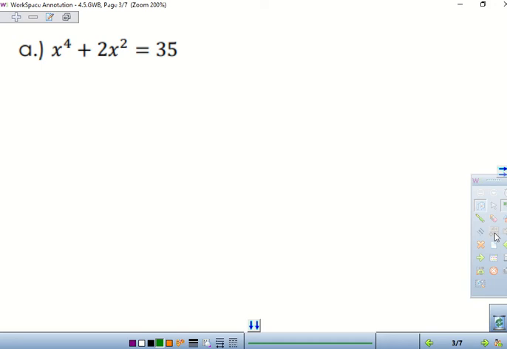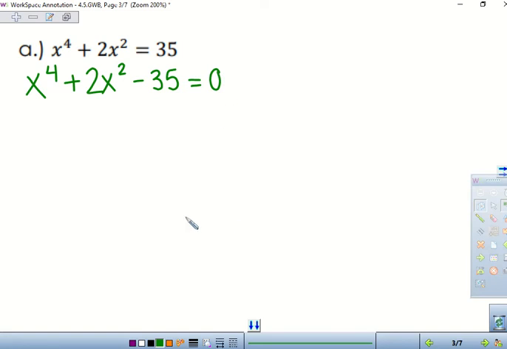So step one is to get the 35 to the other side. So you're going to go ahead and subtract that 35 over. My tablet turned off, so give me a minute and then I'll do it. So start by doing that. And there we go. Okay. So this is going to be x to the fourth plus 2x squared minus 35. And that's going to be equal to 0.